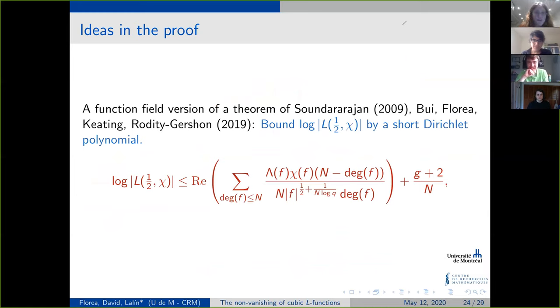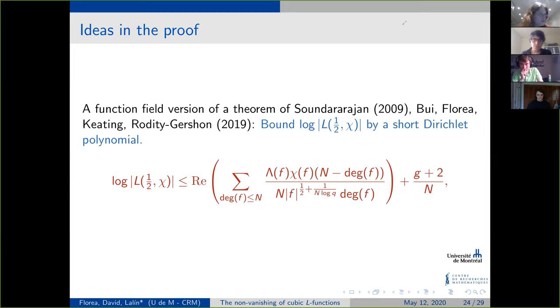So the proof involves combining ideas of many, many people. The first idea has to do with bounding. Each of these terms, the absolute value of L, we know that these L's are polynomials, but they are sums of length G. The idea is to make these sums much shorter, so not length G, but a small constant times G.